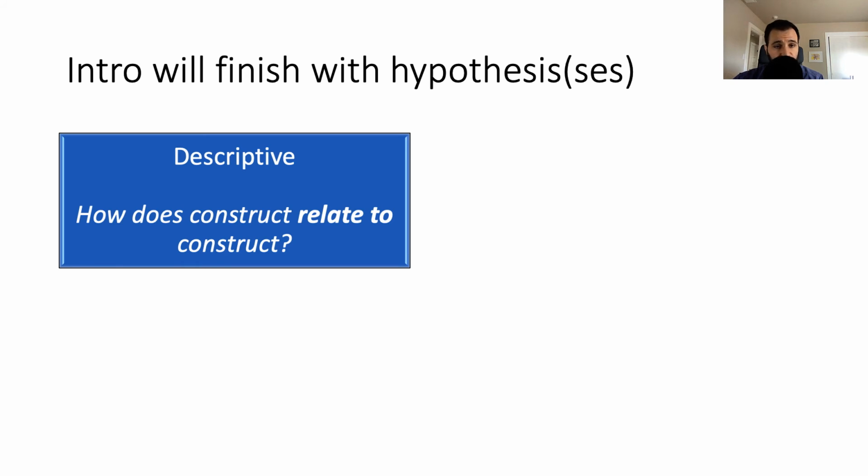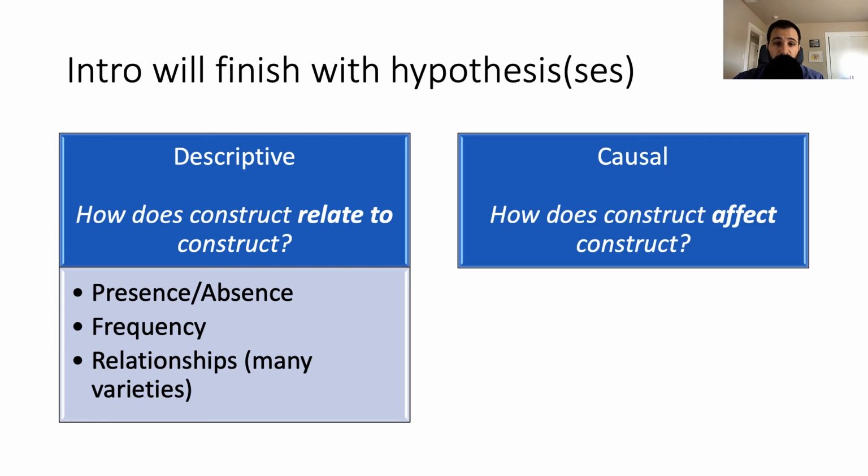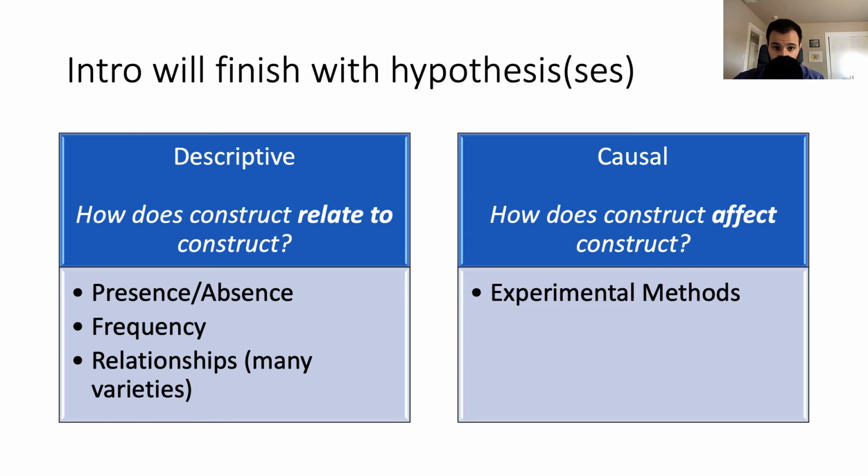If it's a descriptive hypothesis, or a descriptive research question, then we again are talking about how two constructs are related. And so we might talk about the presence or absence of one or another, the frequency with which they appear, or the many varieties of relationships they could possibly have, one of which is causal. Remember, that's investigations into how constructs affect other constructs, in which case you're definitely going to be looking at experimental methodology. That is methodology in which certain variables are manipulated while all the others are held constant.